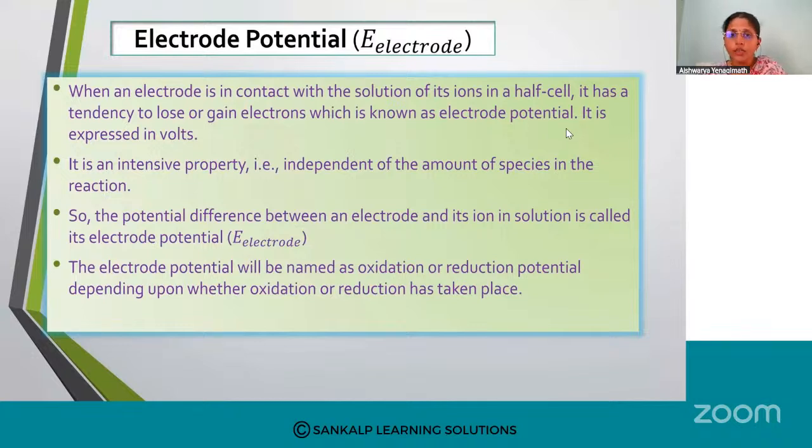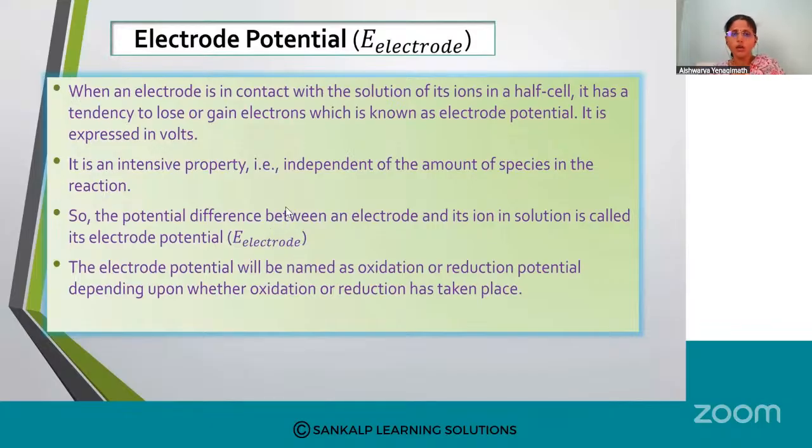This electrode potential is expressed in volts. It is an intensive property, which means it is independent of the amount of species in the reaction. The potential difference between the electrode and its ions in solution is called electrode potential, and it is denoted by capital E, E electrode, or simply E.